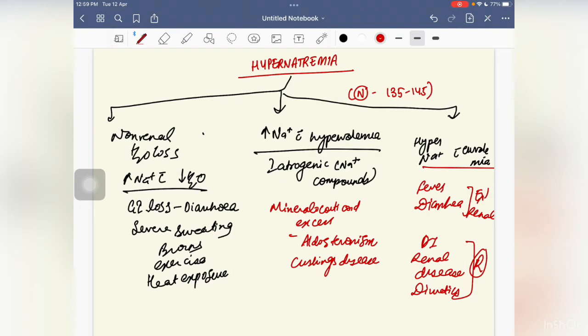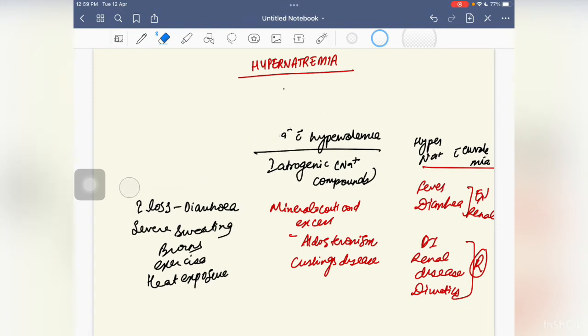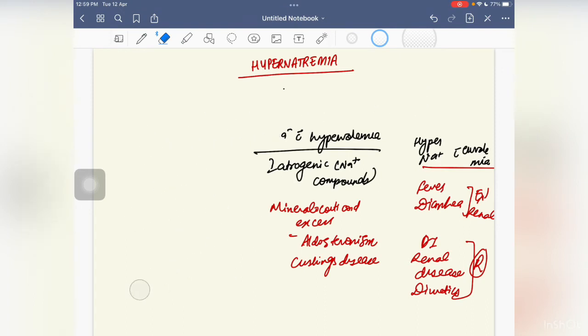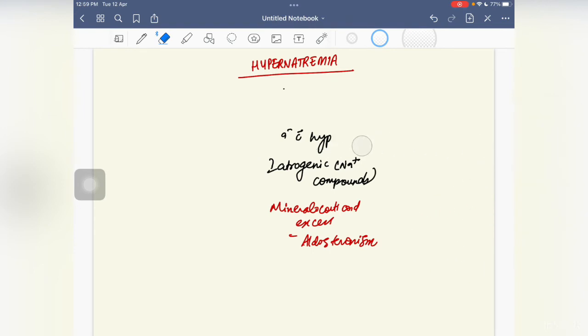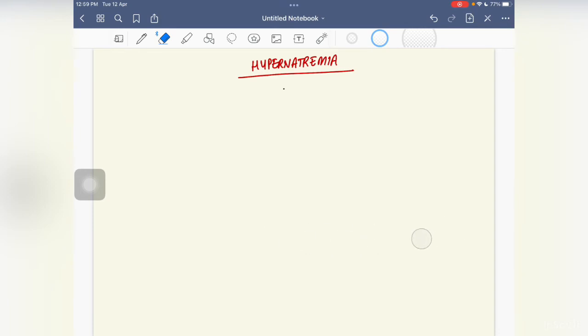Okay. Now let's talk about the clinical features. We talked in a previous video about hyponatremia: the body will try to retain water, the cells will swell because of water, and there will be cerebral edema, or cell swelling. But in case of hypernatremia, what happens?